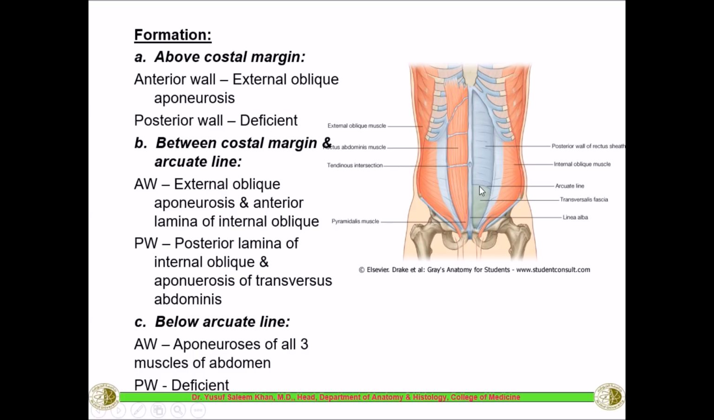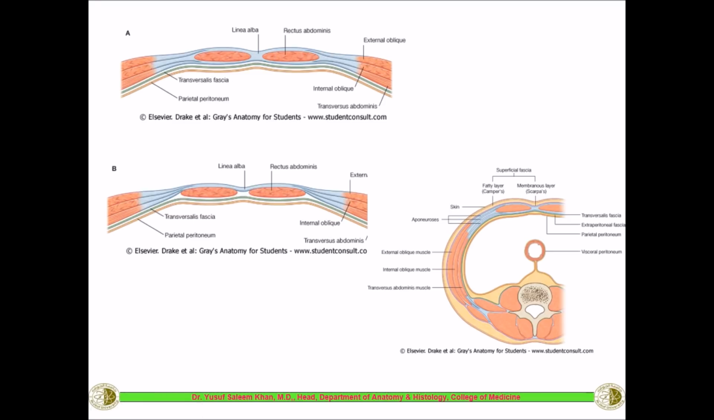So this is the formation of the rectus sheath above the costal margin, between the costal margin and the arcuate line, as well as below the arcuate line. These are the pictures which are depicting the same. This is in the middle part, and this is in the lower part.